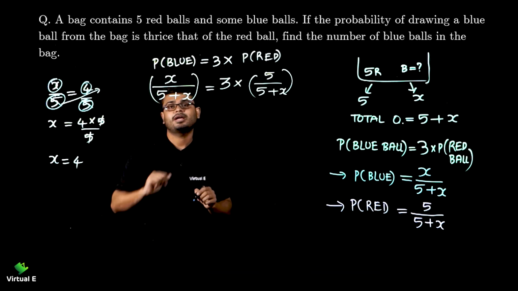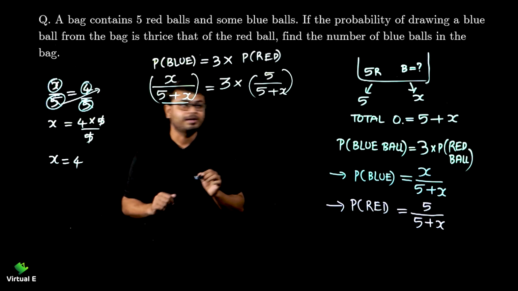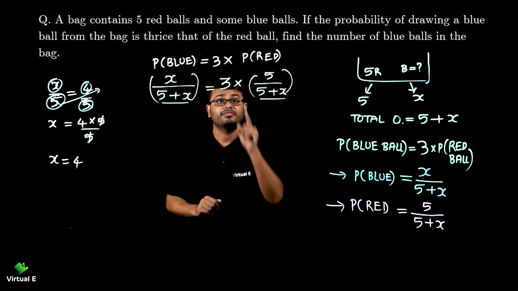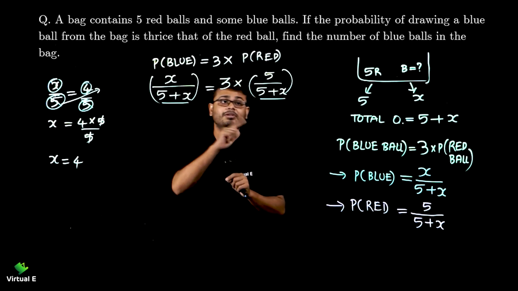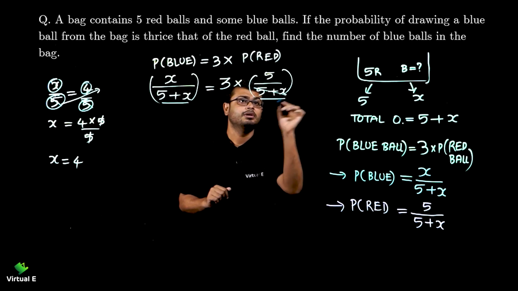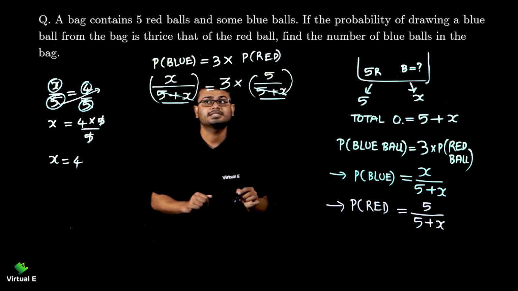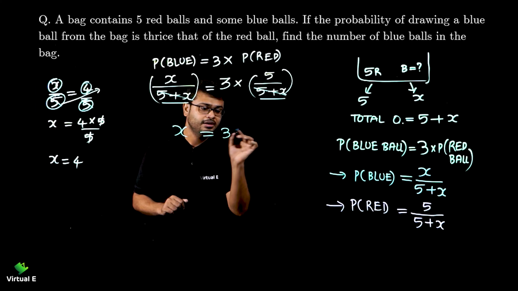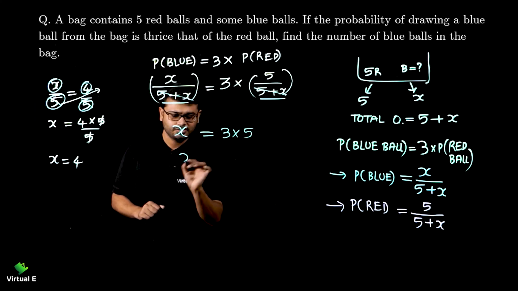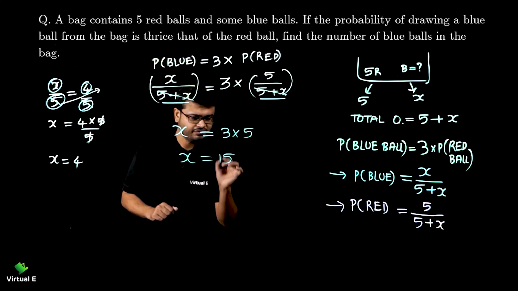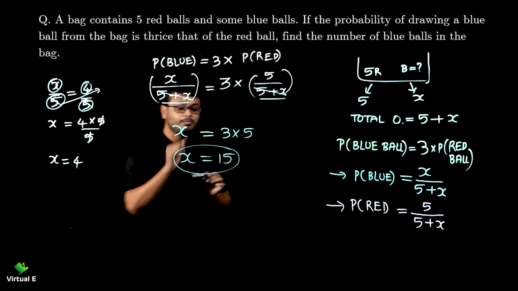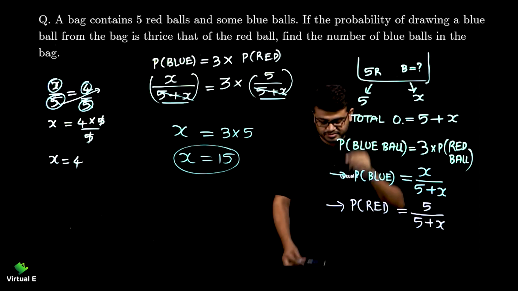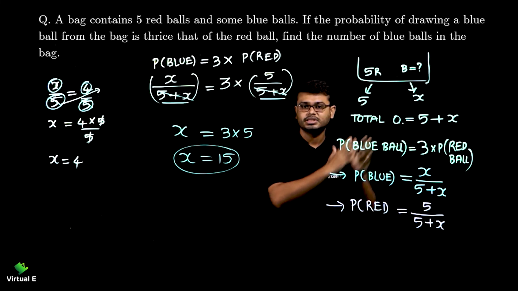Same logic I will apply here. See, the denominators are 5 plus X and 5 plus X. Here it is in product. Remember, if it is addition, we cannot do that; that will be the case of LCM. So 5 plus X cancels. What's left here? X only. Here 3 multiplied by 5. So X is equal to 15. So how many blue balls are there? 15 blue balls are there in this bag if we follow this condition.